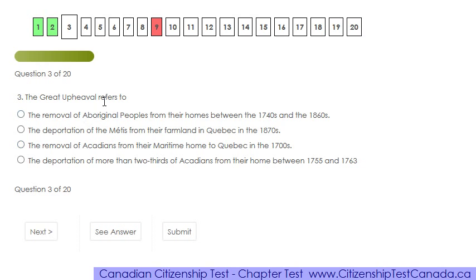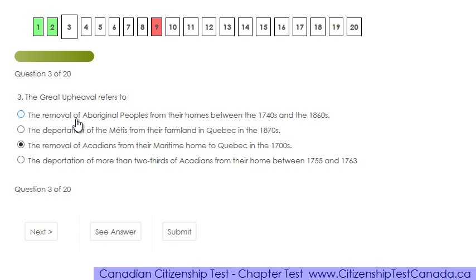Question 3. The Great Upheaval refers to? The answer is the removal of Acadians from their maritime home to Quebec in the 1700s. The study guide tells us that between 1755 and 1763, during the war between Britain and France, more than 2/3 of the Acadians were deported from their homeland. Despite this ordeal, known as the Great Upheaval, the Acadians survived and maintained their unique identity. So let's take a look at the rest of these answers.